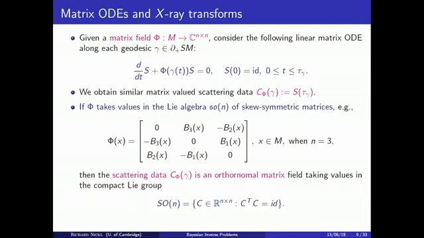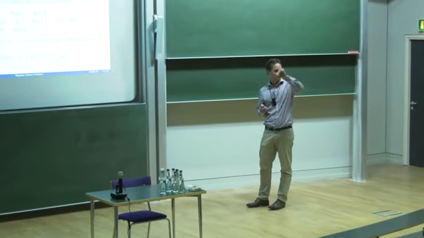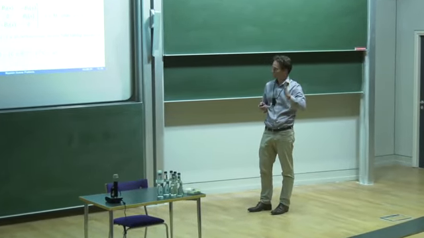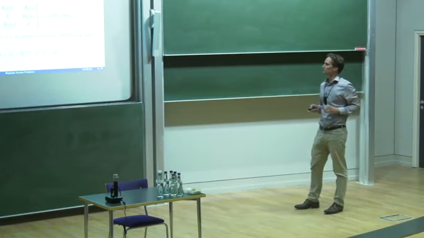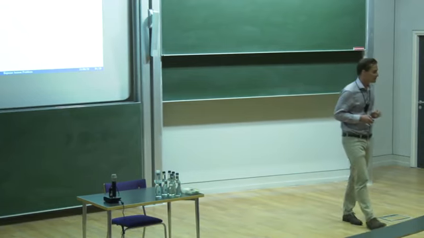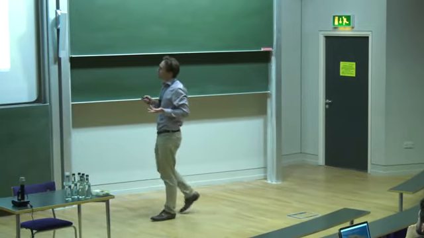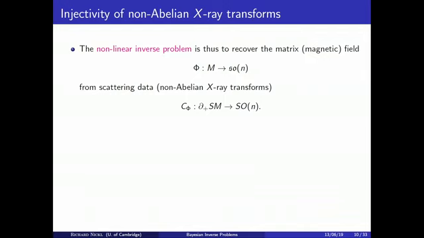So for each phi, instead of observing phi, which is what you want to find, you observe the scattering data, which is a Lie group valued function, where the argument of the function is all the points on the boundary with the associated direction that you shoot inside of your medium. Okay? So the question is then, that's the non-abelian version of the Radon or X-ray transform. Can we still do this? Can we recover the field phi from the scattering data of this matrix ODE, this non-abelian X-ray transform, if you want?